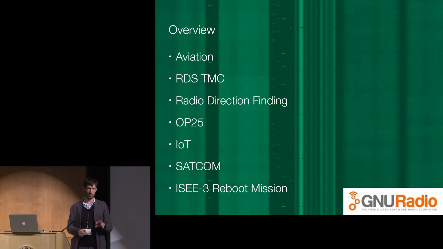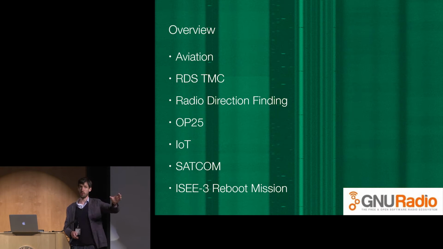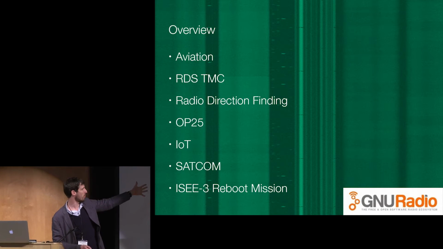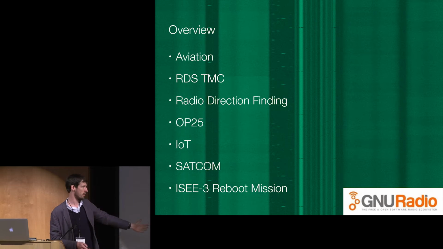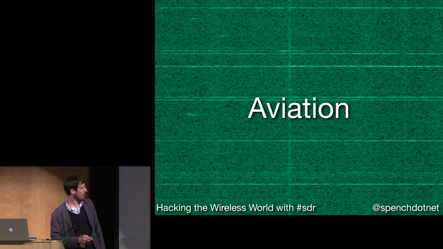So a couple of things. I'm not going to go into any sort of detail on these. I'm just going to go through and give you a sample. If you do have any more questions after or even during, please feel free to shout it out. So I'm going to talk a little bit about tracking planes, the traffic message channel that's sent out with FM broadcasting, radio direction finding, OP25, which is an open source implementation of the protocol that the police and first responders use to communicate with each other, some IoT waveforms, satellite communications, and rebooting an old satellite. And it's all using GNU Radio.